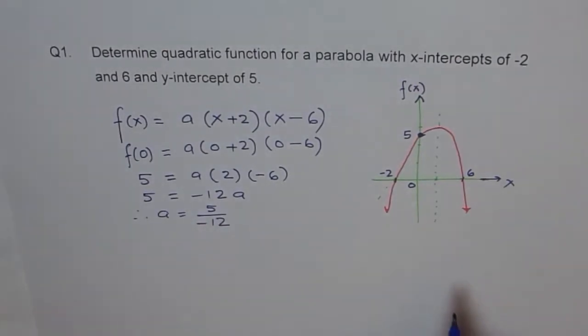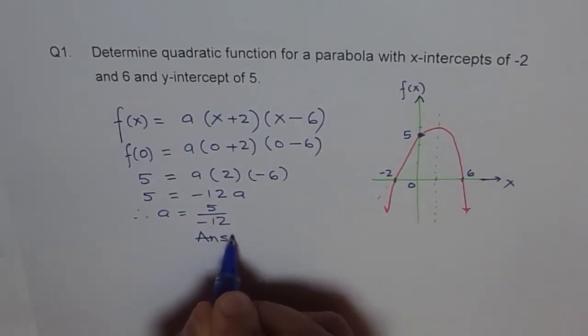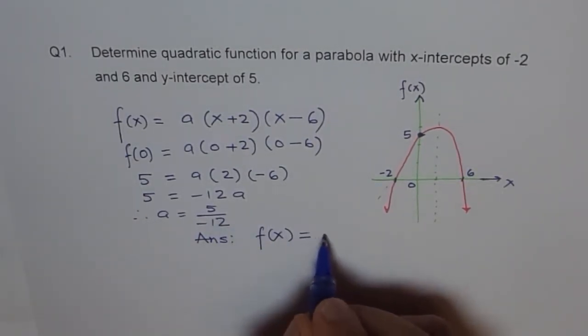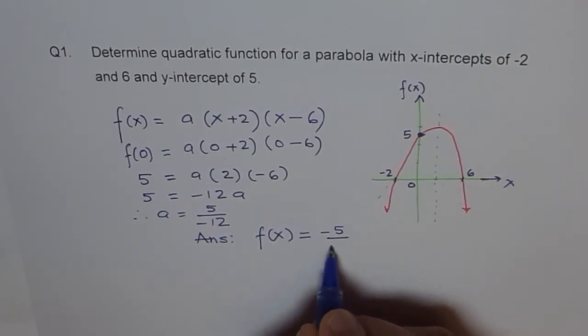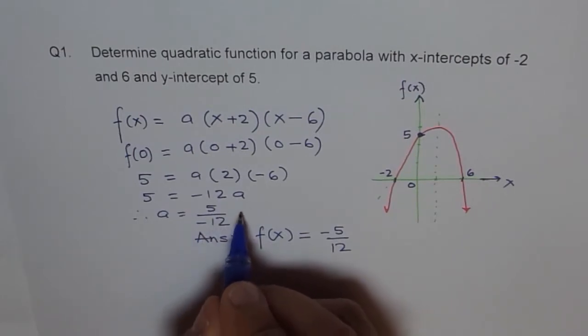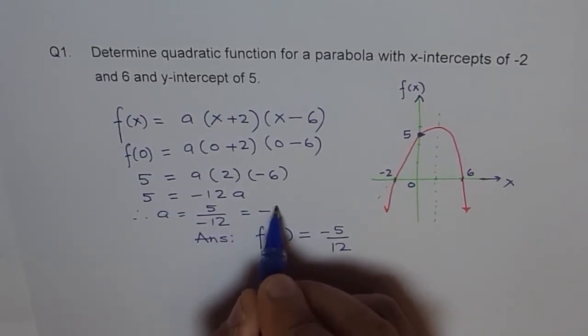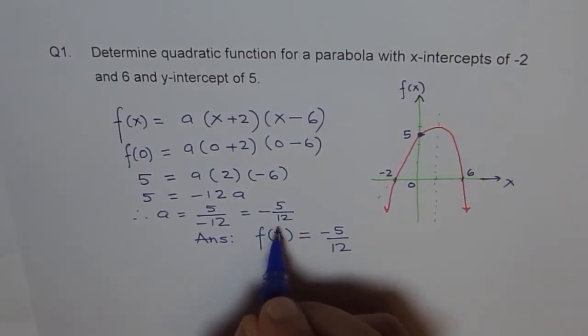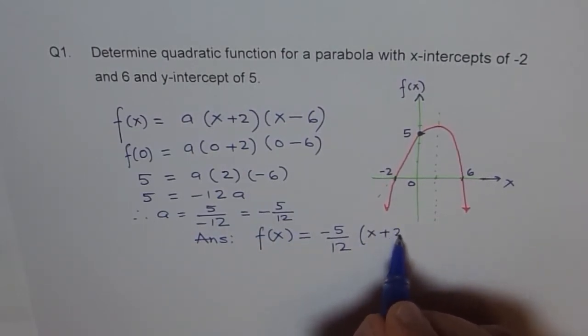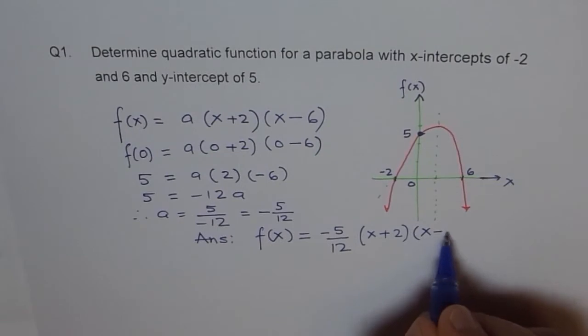Now, once we know a, we can write our function. Therefore our answer is f of x equals minus 5 over 12. It is always better to write the minus either here or here, not with the denominator. I was dividing by -12 and therefore I wrote it like that, but strictly speaking I should have written it like this. This is a better way of writing. Then (x plus 2) and (x minus 6).